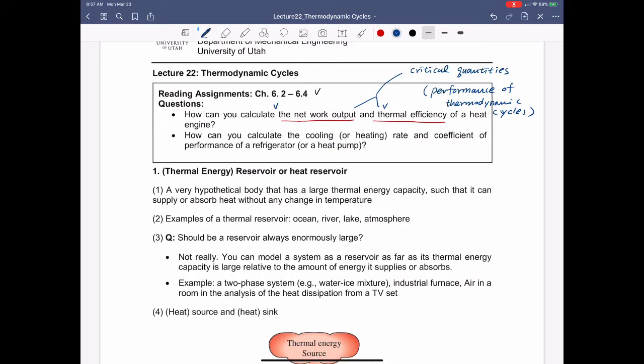Before we discuss thermodynamic cycles, we have to understand the reservoir, or heat reservoir. This reservoir is a very special term in thermodynamics to describe a very ideal thermodynamic space, which is very ideal.